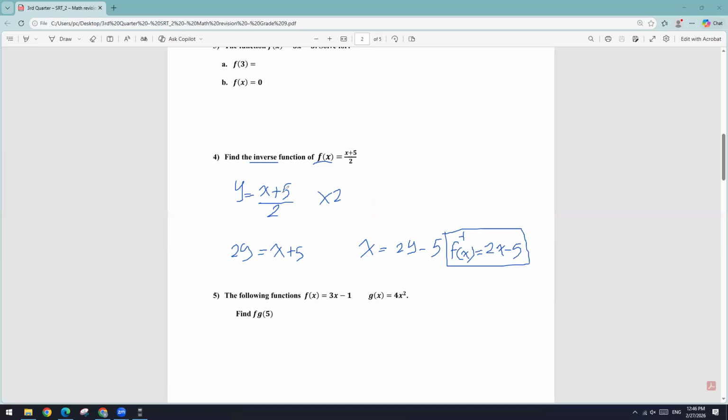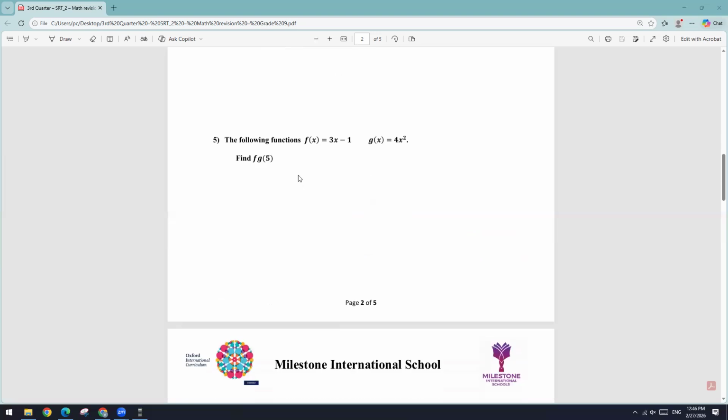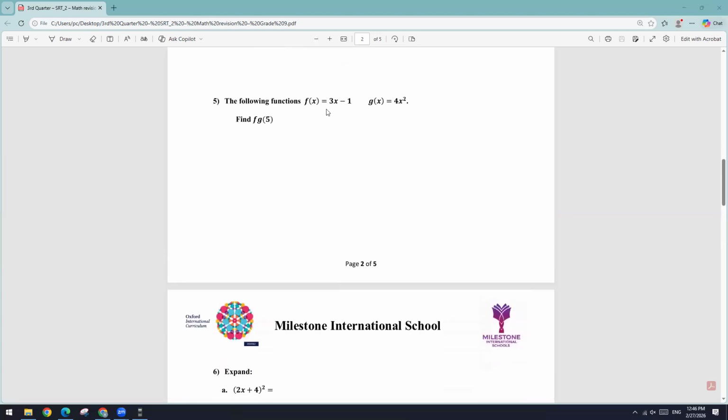Now, next question, it says, the following functions, f(x) is equal to 3x minus 1, and g(x) is equal to 4x squared. So here we have two different functions, f and g. Both of them are written in terms of x. So the question is, find f of g(5). Again, we write a note about this, how to solve. This is called composite functions. So how do I solve composite functions? On the notebook, we write a note, which is solve the second function or the last function. So first, I should start solving g(5).